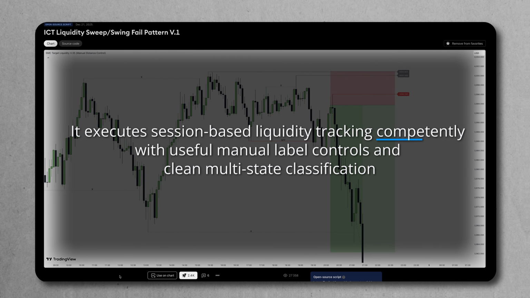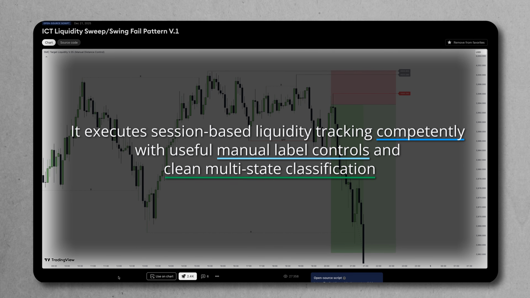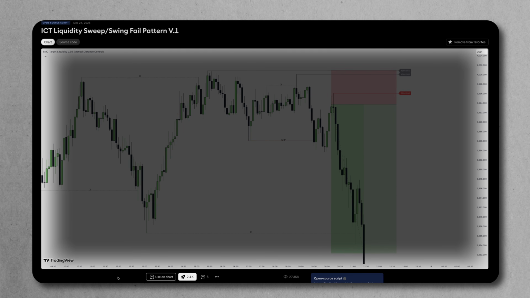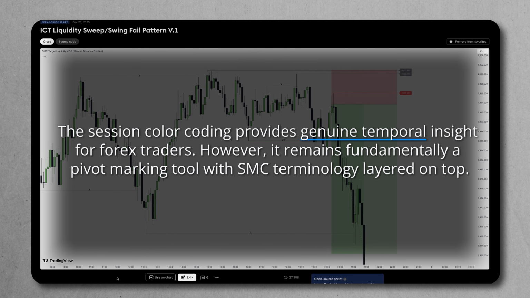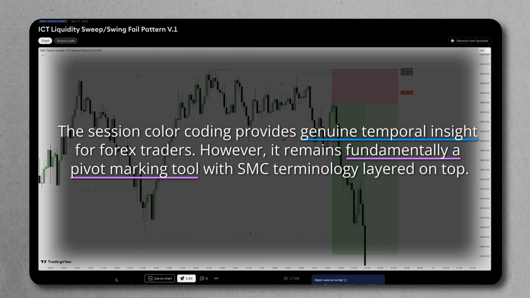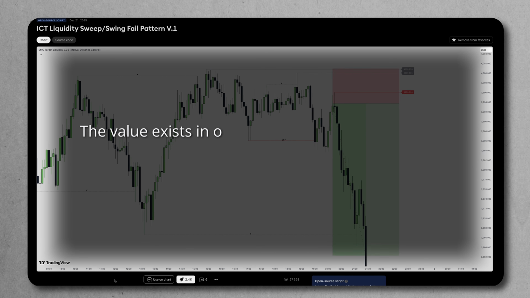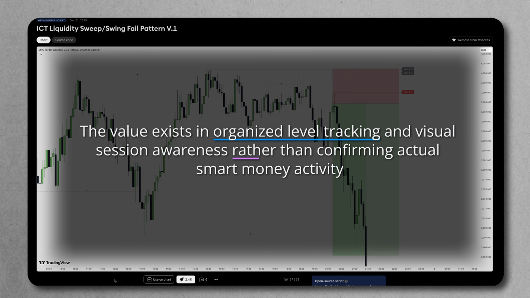It executes session-based liquidity tracking competently with useful manual label controls and clean multi-state classification. The session color coding provides genuine temporal insight for Forex traders. However, it remains fundamentally a pivot marking tool with SMC terminology layered on top. The value exists in organized level tracking and visual session awareness, rather than confirming actual smart money activity.